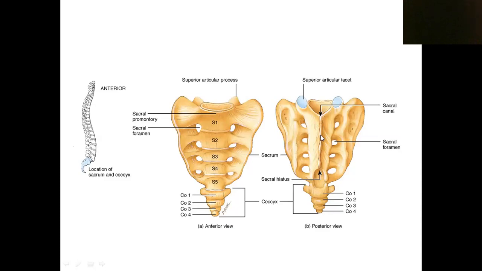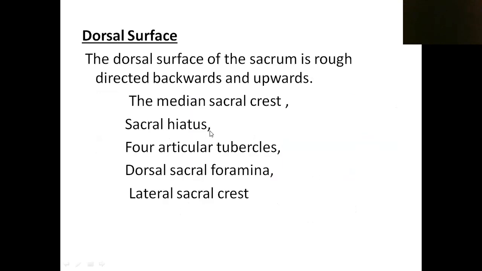So it is known as the median sacral crest. Median means the structure which is seen in the midline. Below the median sacral crest, we have one opening. It is known as the sacral hiatus. So the median sacral crest with the sacral hiatus is also clear. Hiatus means opening. That's all.